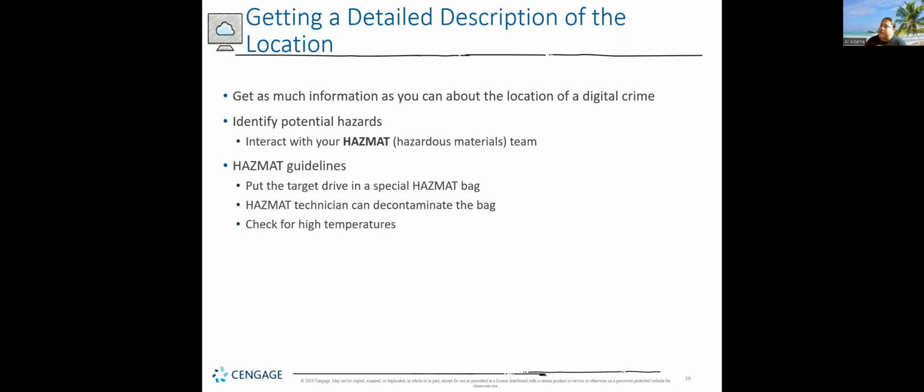So, getting a detailed description of the location. Get as much information as you can about the location of the digital crime. You're going to find out where you're going. You're going to find out what they did. You're going to find out where the crime took place. That's where you will be.